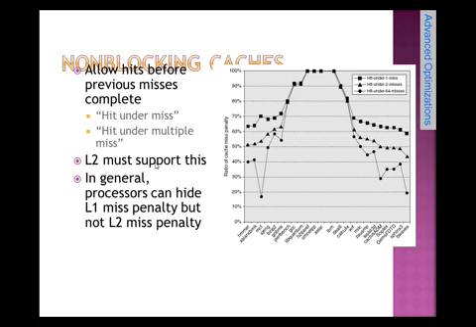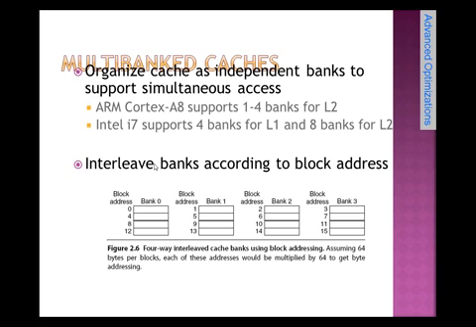Hit under the miss. Next is hit under multiple misses. Then L2 must support this. In general, the processor can hide the L1 miss penalty, but not the L2 miss penalty. So this is the non-blocking cache, that is why the cache is not blocked.